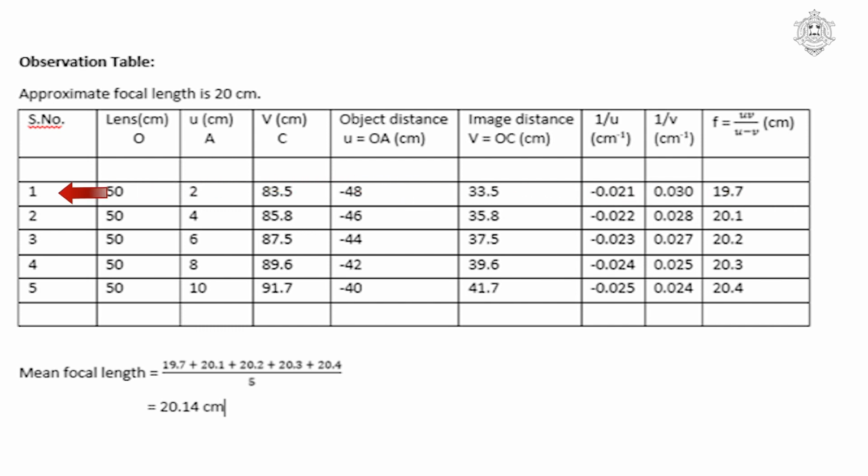In the same manner, we have calculated 5 readings for this experiment, and later we take the mean of these focal lengths, that is 19.7 plus 20.1 plus 20.2 plus 20.3 plus 20.4 whole over 5, and it comes to be 20.14 centimeter, which is the mean focal length or calculated focal length for this lens.